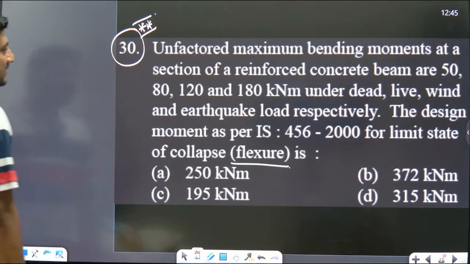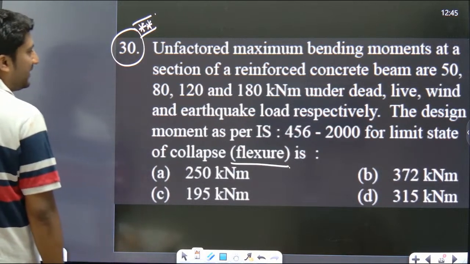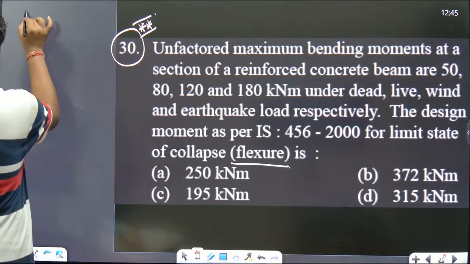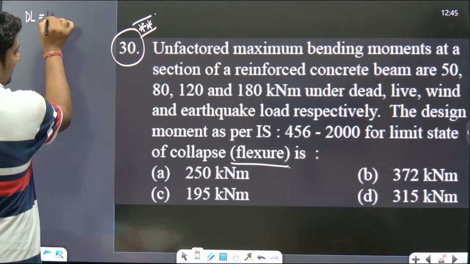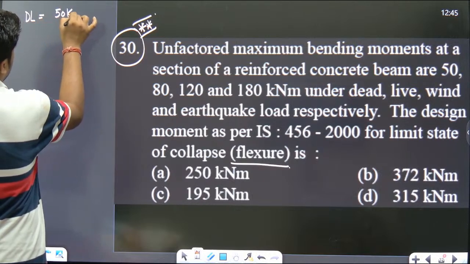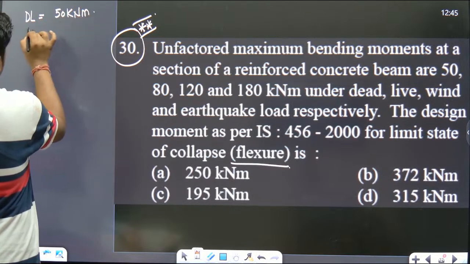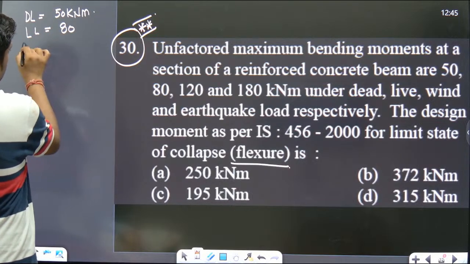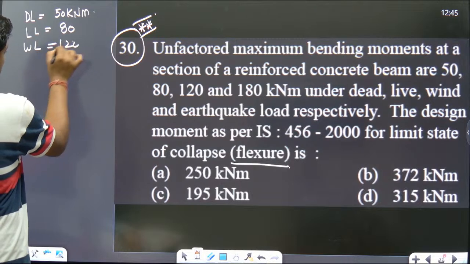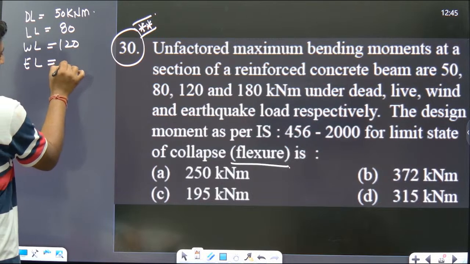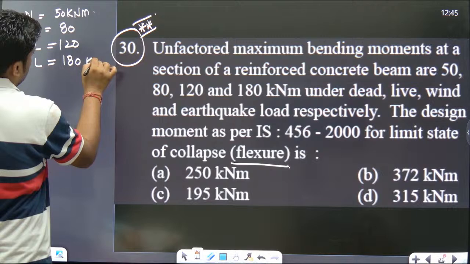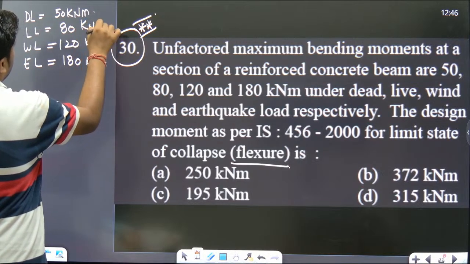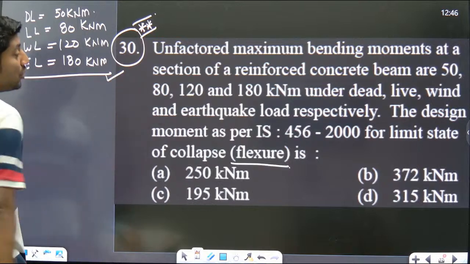Now, these are unfactored maximum bending moments at a section. Because of the dead load, what is the unfactored bending moment? That is 50 kilonewton meter. And due to live load, it is 80. Due to wind load, it is 120. And for earthquake load, it is 180 kilonewton meter. Now answer the load combination.